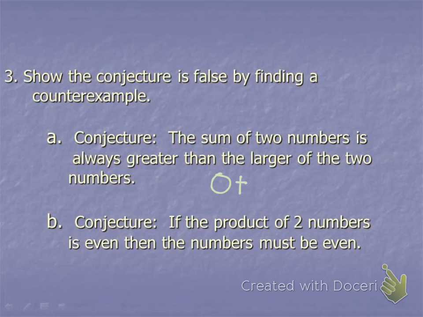-2. So I'm going to try the two things that usually help you with counterexamples, zeros and negatives. The sum of 0 and -2 is -2. Is -2 greater than 0? It is not. This is a counterexample for this problem. I just proved their statement to be false. I thought of two numbers that I could add together that did not give me a larger number than the numbers I started with.